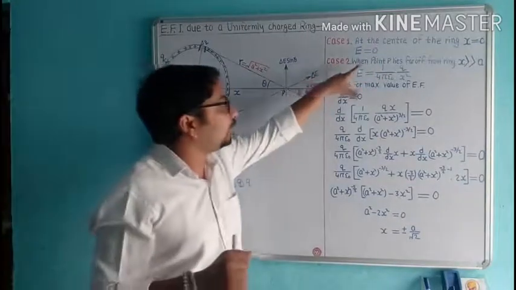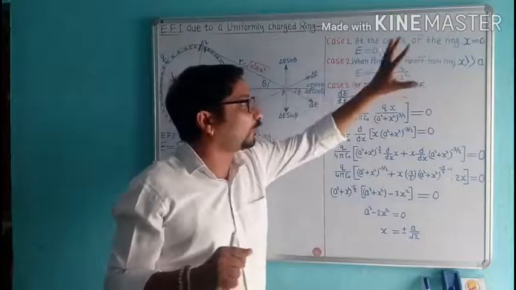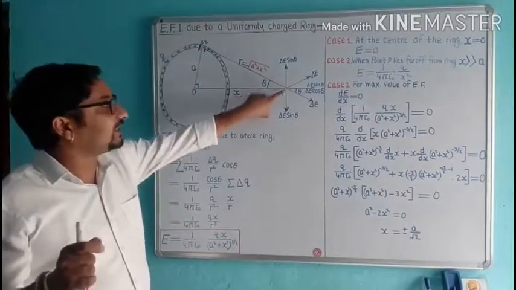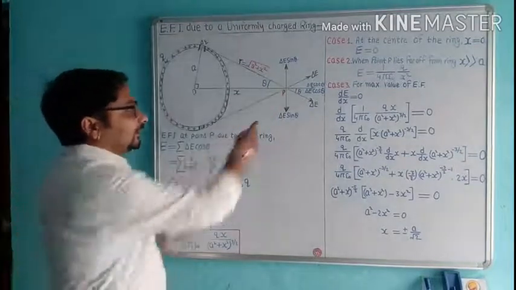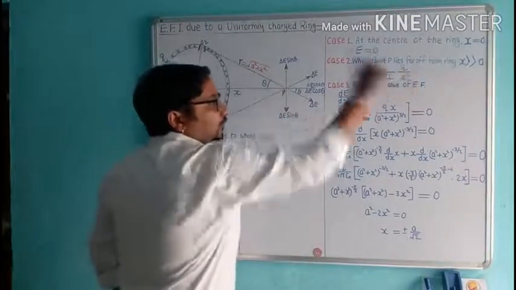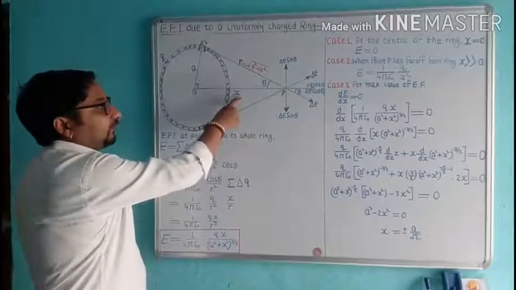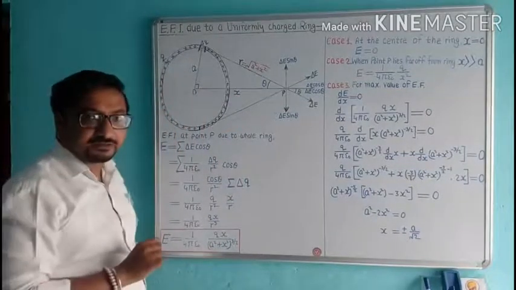Now case number 2: when point P lies far off from the ring. If we want to find the electric field intensity at point P, but here P lies far off from the ring, then the value of x is very much greater than a.